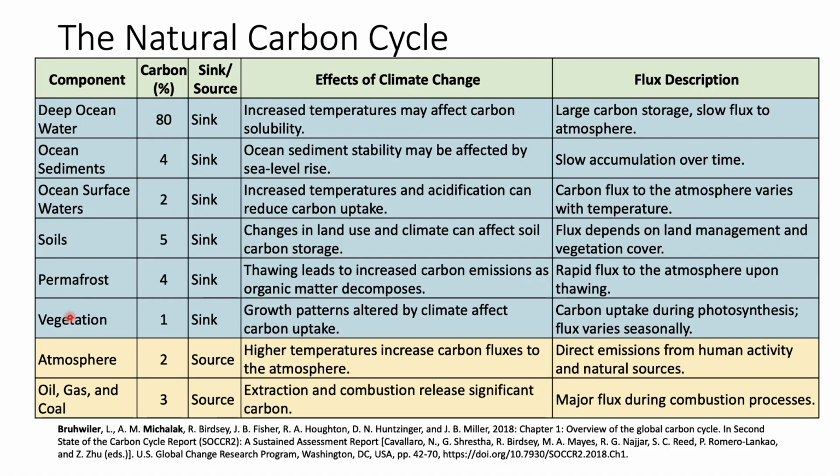And vegetation is another one. It contributes only 1%. Here the growth pattern is altered by the climate effect and the carbon uptake. When we talk about the flux in vegetation, carbon is taken up during photosynthesis. That's the reason that when the temperature is high, the photosynthesis is also a little bit higher.